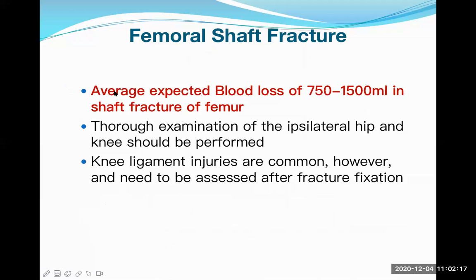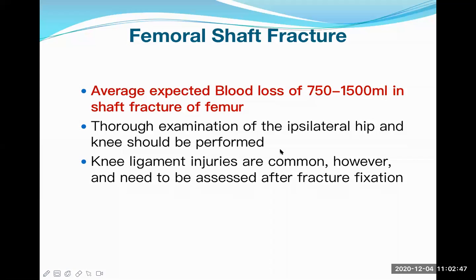Now see this. The average expected blood loss is about 750 to 1500 ml in shaft fracture of the femur, especially in case of closed fracture. In open fracture, I cannot say only this much blood is lost, because the blood vessel can continue to bleed. So this is a very high amount of blood loss.